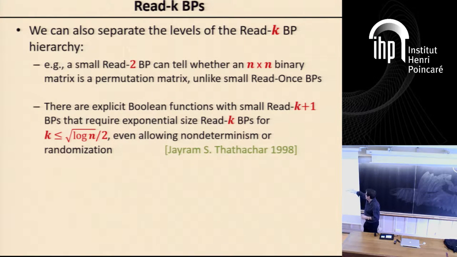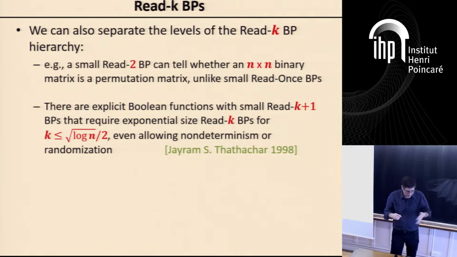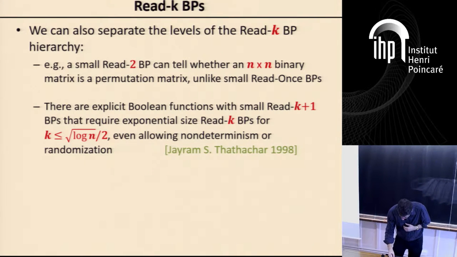Ajtai proved there are explicit functions with small read-(k+1) branching programs that require exponential size read-k, for all k up to, say, square root of log n. Even if you allow non-determinism and randomization for read-k, and this one's deterministic. So we know differences in the levels of the hierarchy.